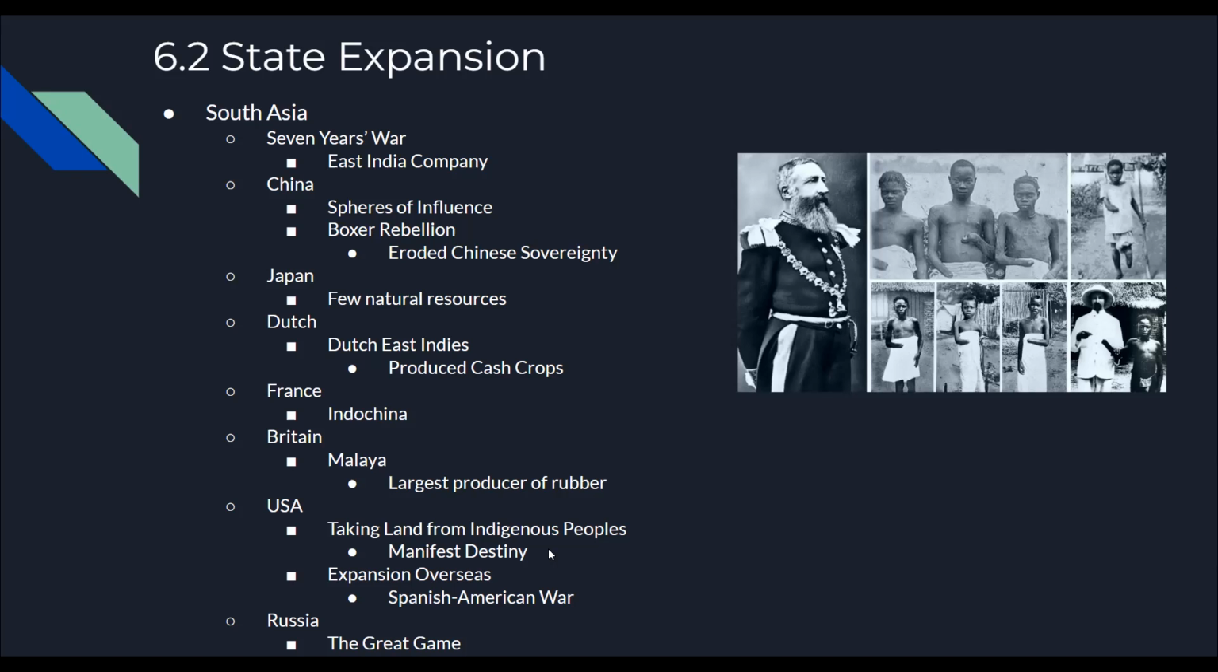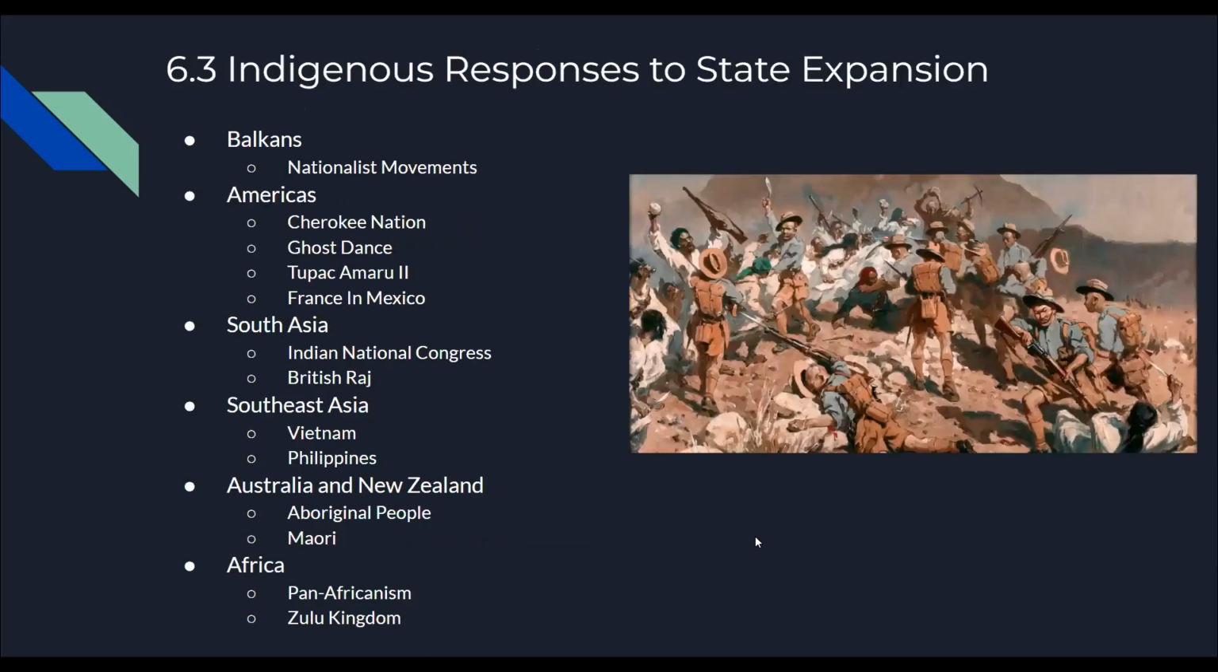And finally, Russia, which there's not too much to say about, but Russia and Britain had a rivalry. Sorry, my apologies. So Russia and England had a competition in order to dominate Afghanistan. And this rivalry was known as the Great Game. And so that's basically it for Russia. So now let's move on to 6.3. So indigenous responses to state expansion.